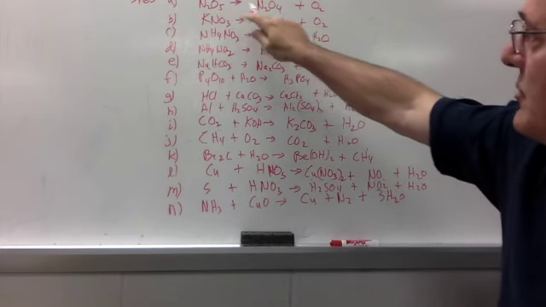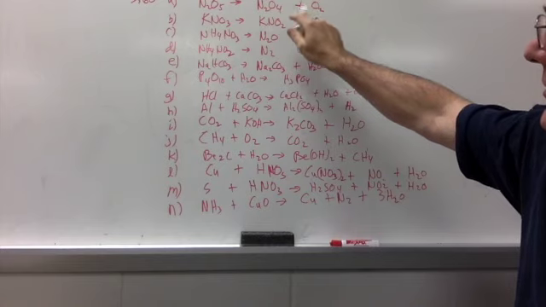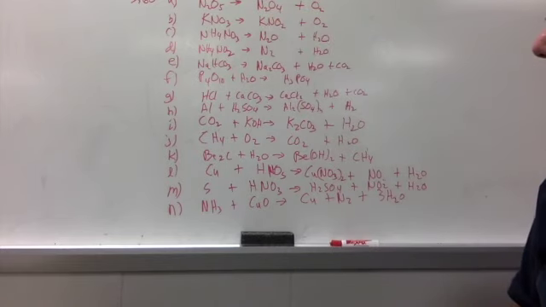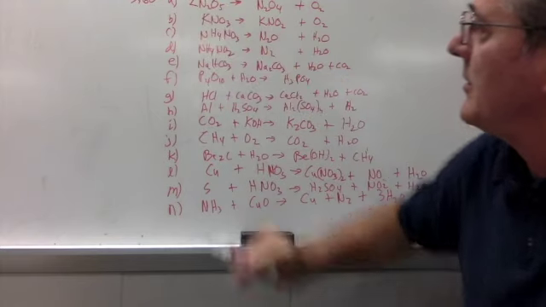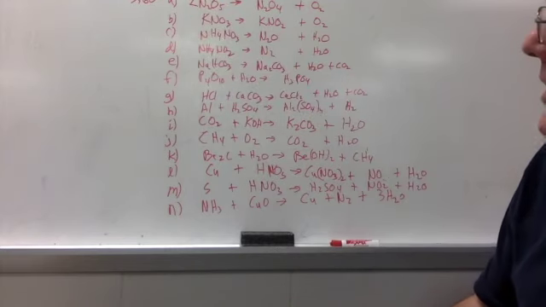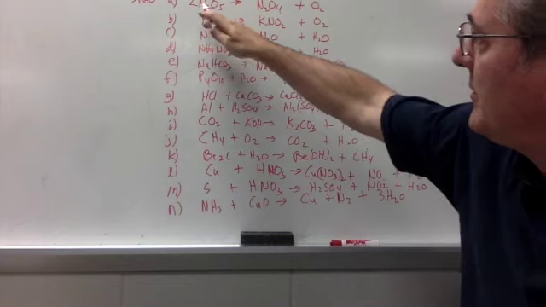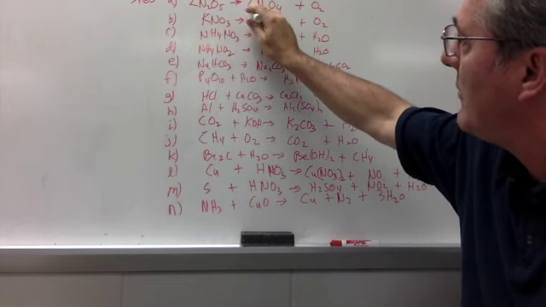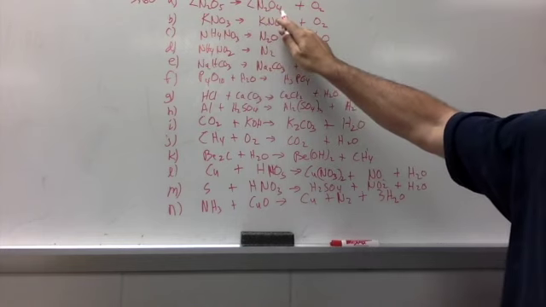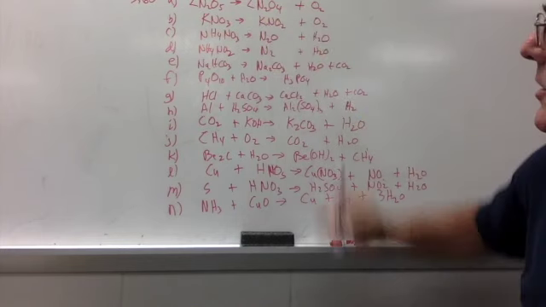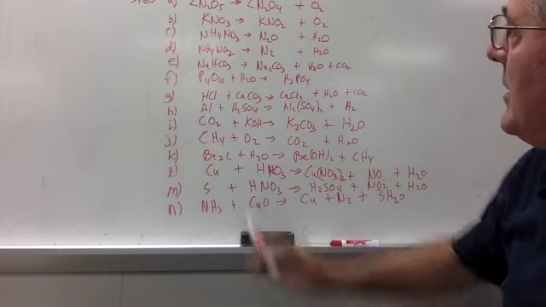Both sides have 2 N's, but the right side has 6 O's, the left side only has 5. So we know we're going to need to double this at least to get more O's on the left. Of course, that doubles the N's, that's 4 N's. So we have to double here. 2 times 5 is 10, 2 times 4 is 8, plus 2 is 10. We now have it balanced.